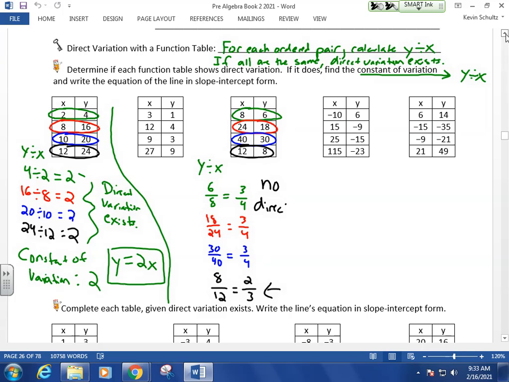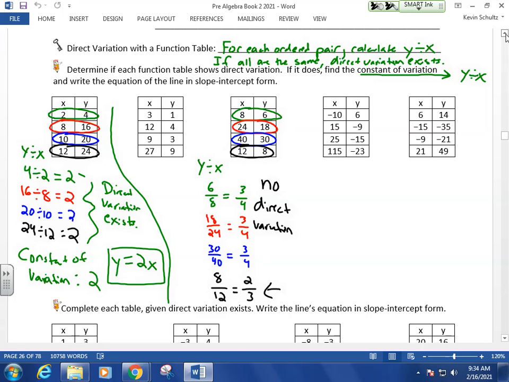No direct variation. Okay. And if there's no direct variation, is there a constant of variation? Nope. Okay. Which means that this equation cannot be written in slope-intercept form.